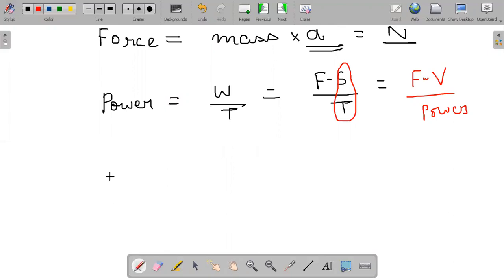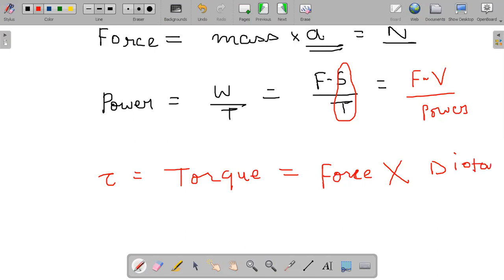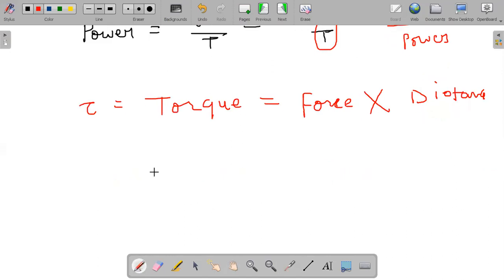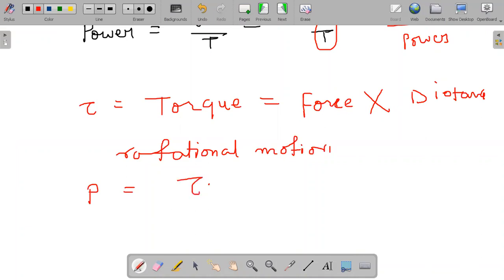Now tau क्या होता है? Tau is torque. Torque means force into perpendicular distance, or you can say cross product of force and distance. Cross product means perpendicular distance. Or if it is a rotational motion, power can be written as torque dot omega.